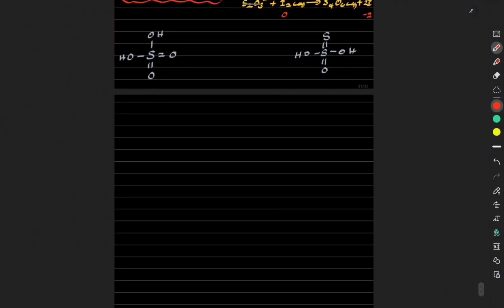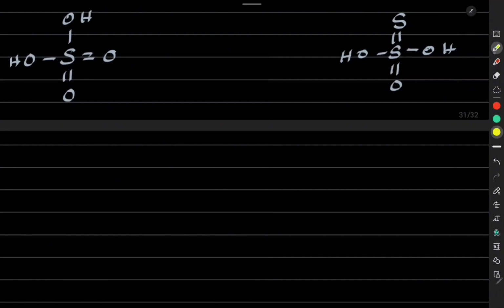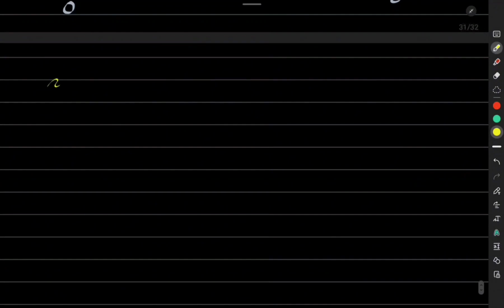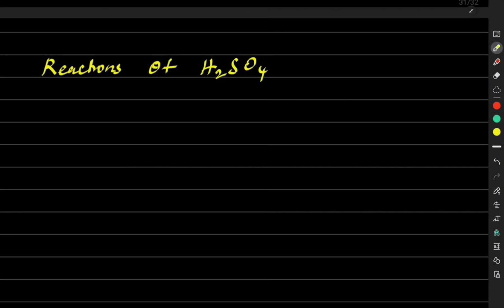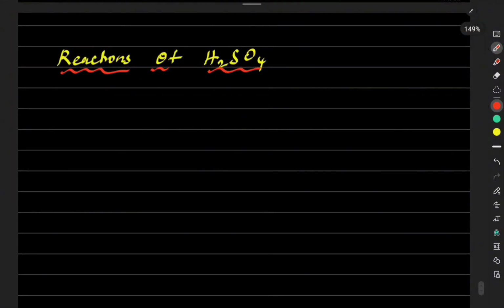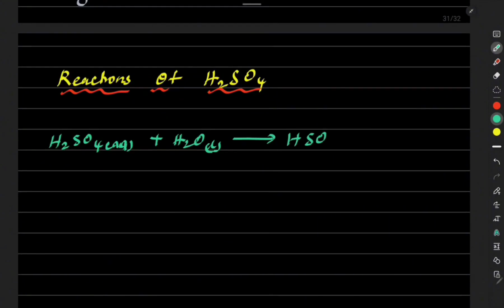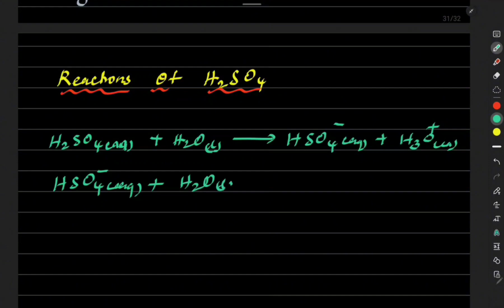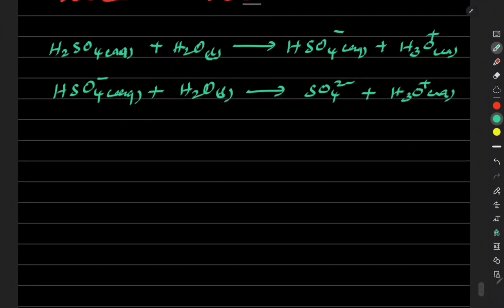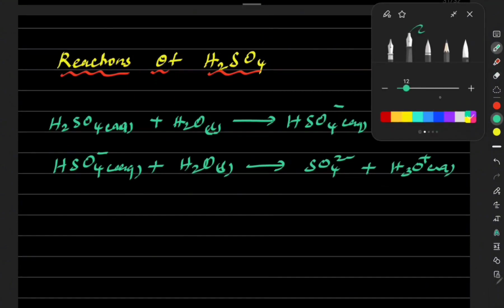Now let's look at the reactions of sulfuric acid. Sulfuric acid is a diprotic acid. What is a diprotic acid? It can release two protons, as H3O plus. Let's look at the reaction when we add sulfuric acid to water. They dissociate: H2SO4 forms HSO4 minus and releases a proton. And this HSO4 minus plus another molecule of water will form sulfate ion plus H3O plus aqueous. This is the reaction.